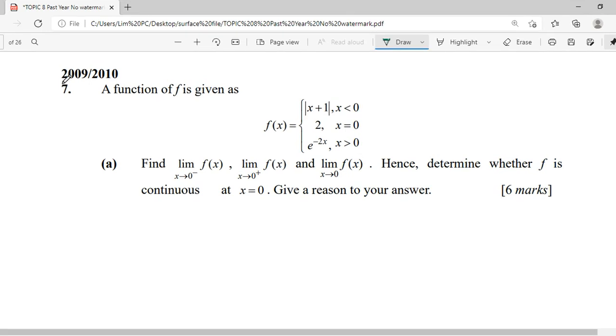So we look at question 7. Our function given is piecewise, and this question guides us very well. They ask us to find the limit for this function when x approaches 0, negative power meaning from the left hand side, and positive power meaning 0 from the right hand side. Only then can we evaluate x approaching the value 0, and hence determine whether this function is continuous or not. Give your reason for your answer.